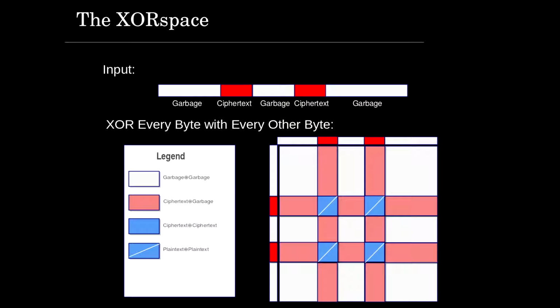And if we XOR every byte with every other byte, somewhere in here, right, this is the first byte of this ciphertext, XORed with the first byte of this ciphertext. Why do we care? Because of the phenomenon that we saw earlier. If we XOR the first byte of the 2 ciphertexts, the key byte cancels itself out. And the same applies if we XOR the second bytes of the 2 ciphertexts.